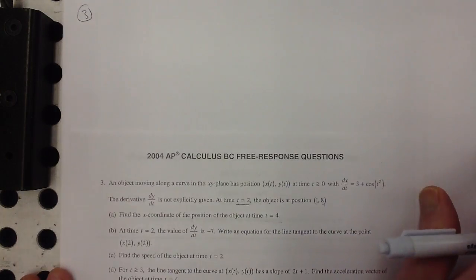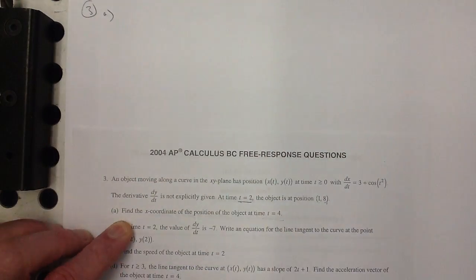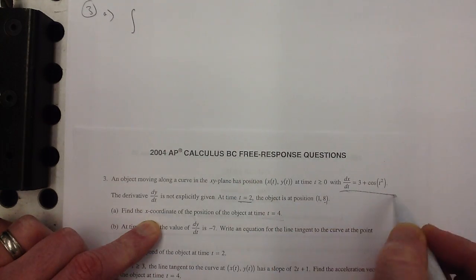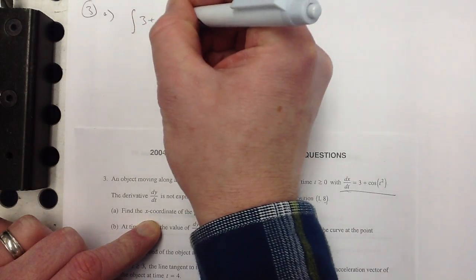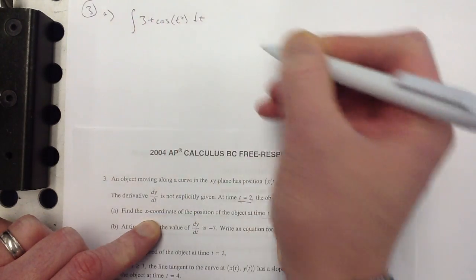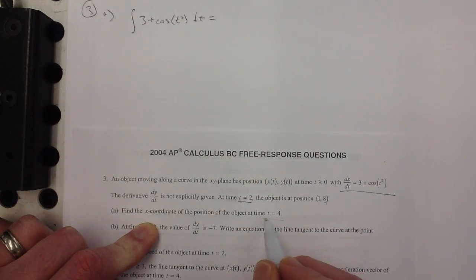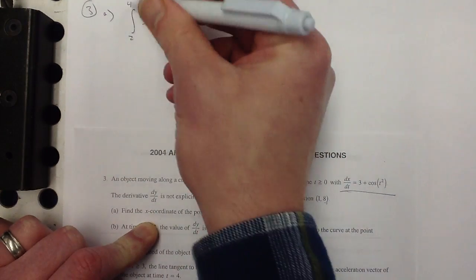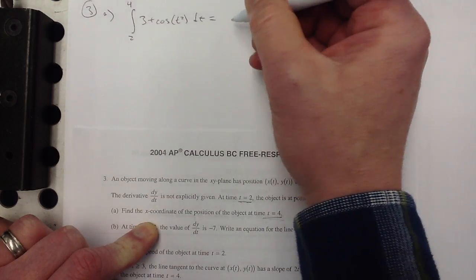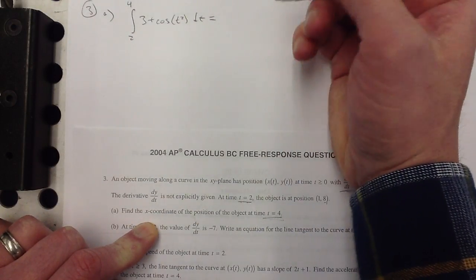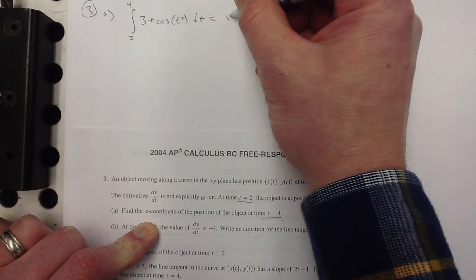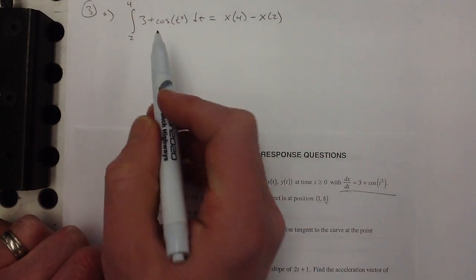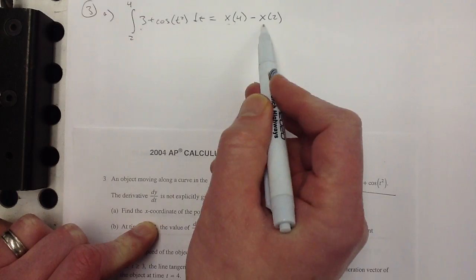3a. So let's see, if I want to find stuff about the x coordinates, that means I have to take the antiderivative of dx/dt, which is 3 plus the cosine of t squared dt. And I want to know about 4, and I know about 2, so I'm going to go from 2 to 4. I'm going to keep those in order so I don't have to worry about negative signs. And then that's going to be x of 4 minus x of 2. Right? Because taking the antiderivative of dx/dt gets me back to the x function.